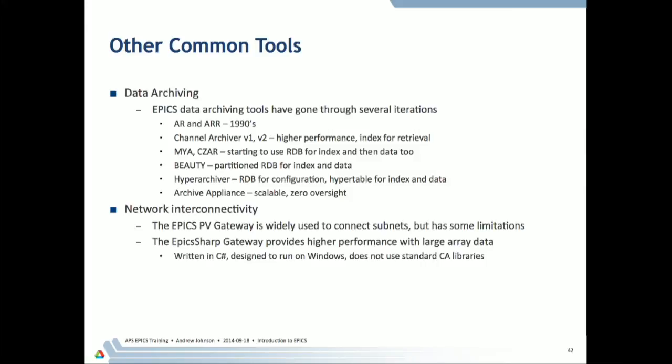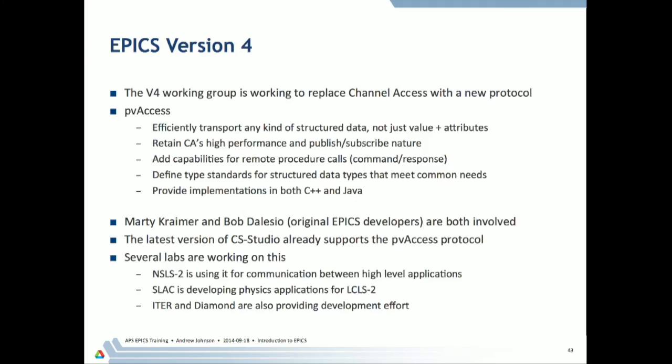The other thing that I thought I would mention here: I've mentioned that we use the PV gateway to connect between subnets, but there are some limitations on that. So if you need high performance for large arrays, then there's another gateway that's been written at the Swiss Light Source, PSI, called the EPICS Sharp gateway. That doesn't work as a gateway at the same level, but it actually has much better performance with large arrays. But unfortunately, that's written in C# and designed to run on Windows. It doesn't use our standard Channel Access libraries, so I'm slightly wary of trying to use that unless you know what you're doing.